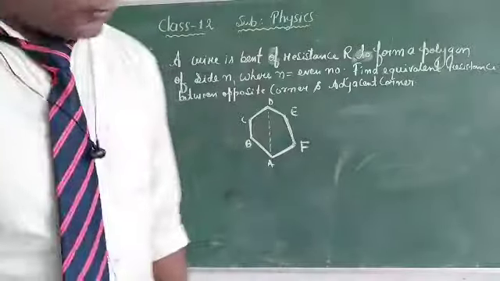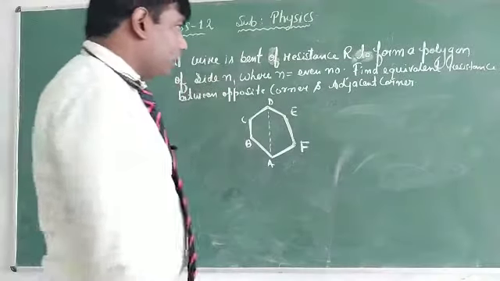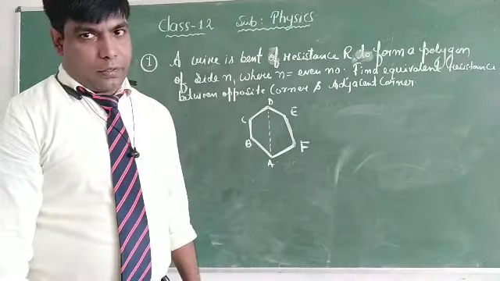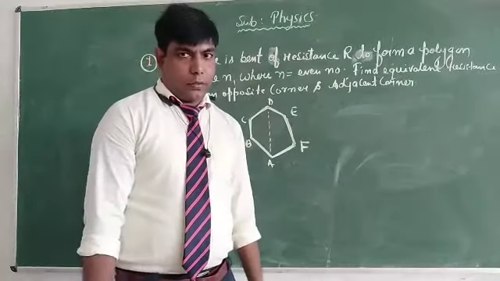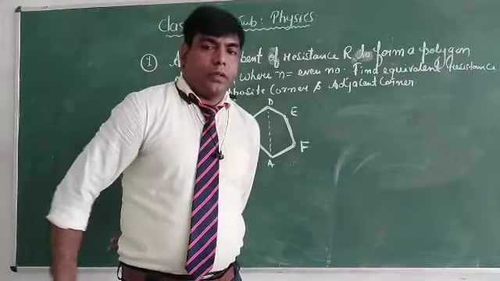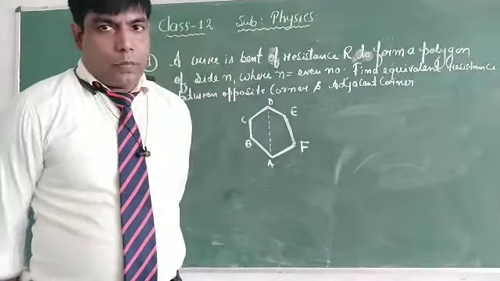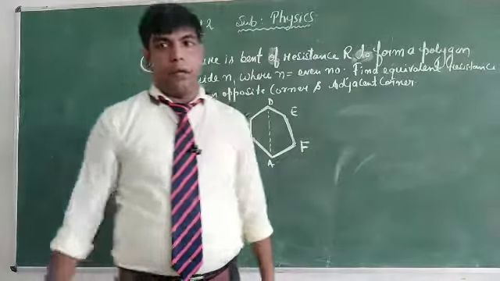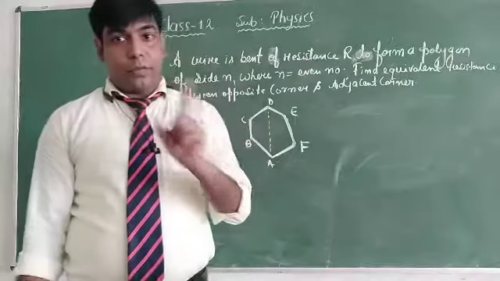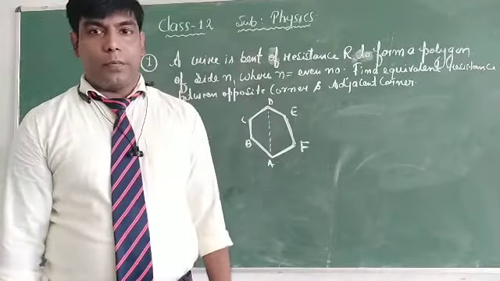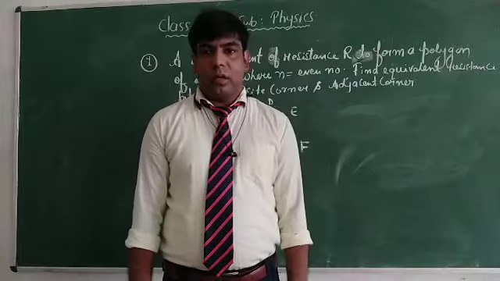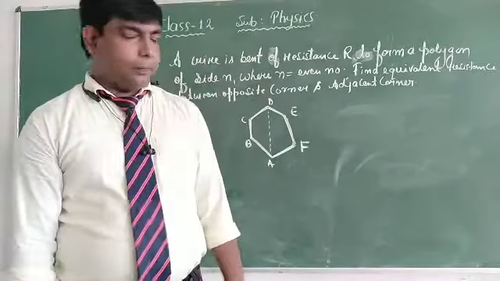So, the first question is: a wire of resistance R is used to form a polygon of n sides, where n is an even number, right? Means a wire is given, its total resistance is capital R. You have to make a polygon from that wire, but remember that the number of sides must be an even number. Means it can have 4, 6, 8, 12 sides, but not an odd number, right?